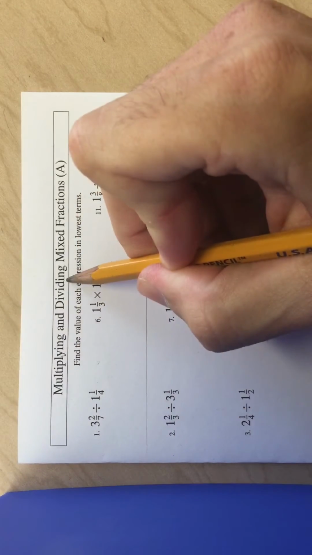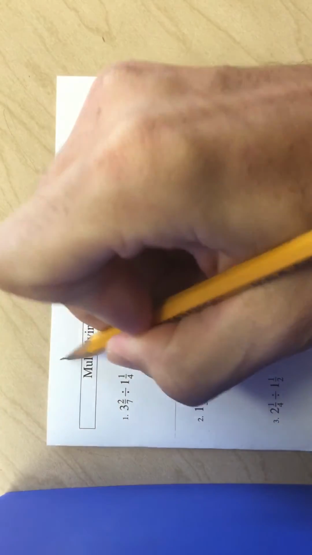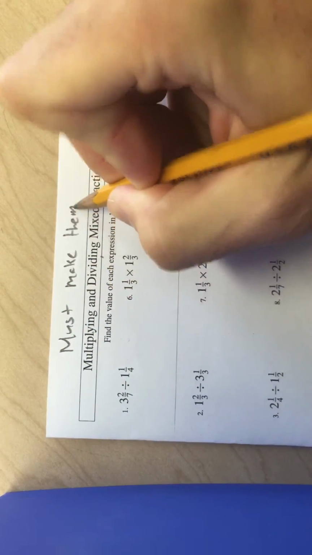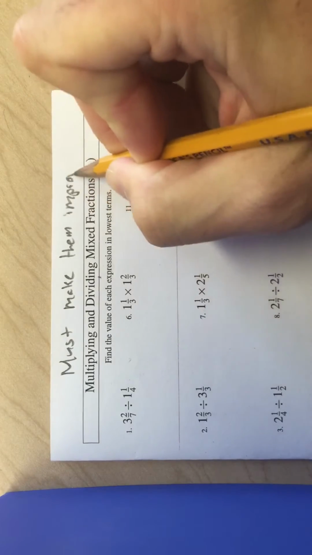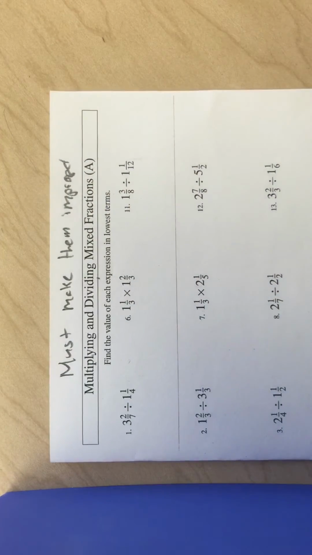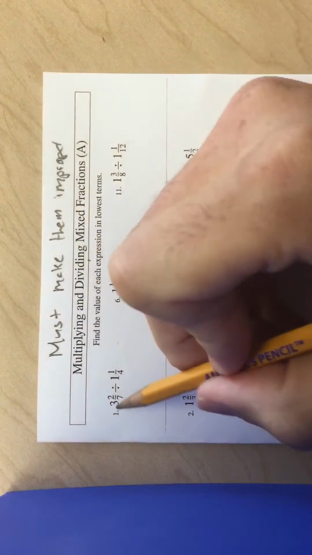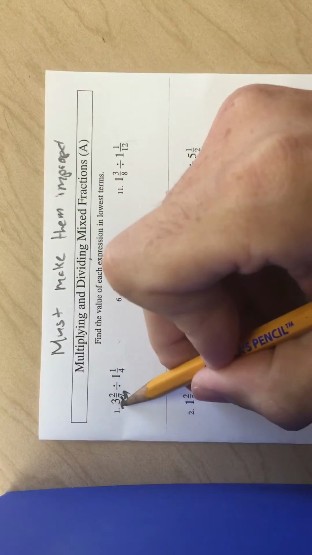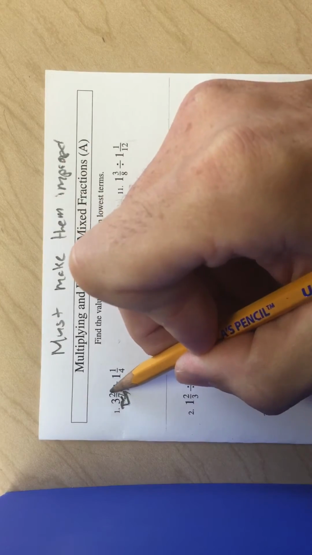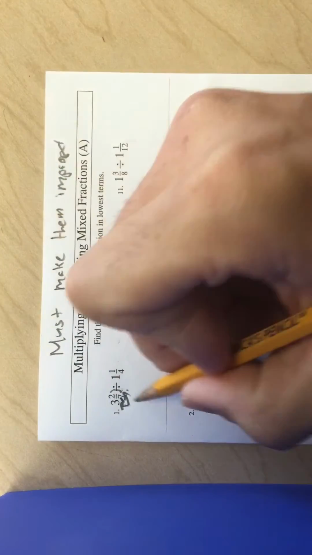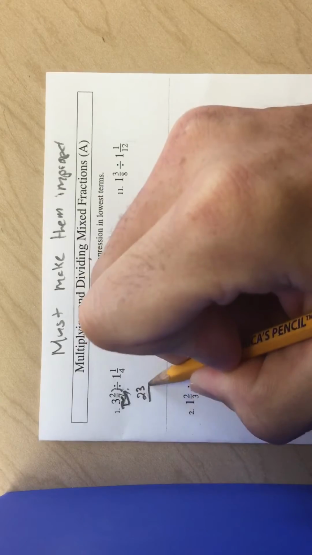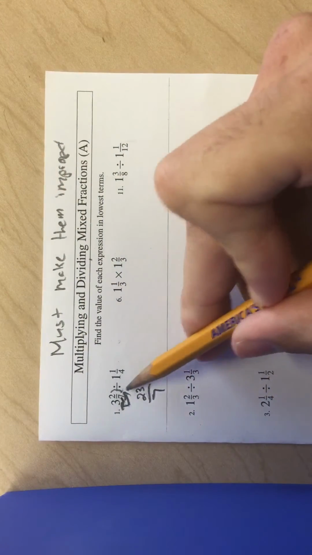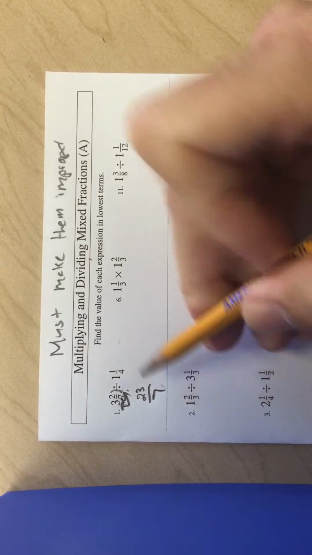So that's one thing. The other piece that we have is when we have mixed numbers. Anytime we multiply or divide with mixed numbers, we must make them improper. Meaning the numerator is going to be greater than the denominator. So to do this, I take my whole number, I multiply it by the denominator. 3 times 7 is 21, and then I add the numerator, which is 2. 21 plus 2 is 23. I keep the original denominator, so that 7 here stays the same.